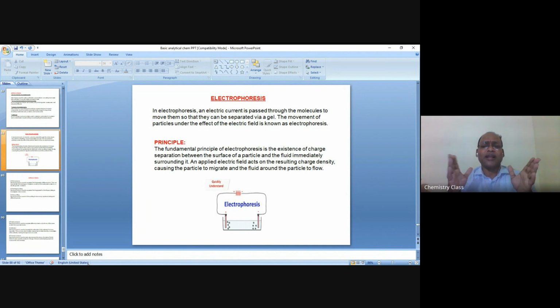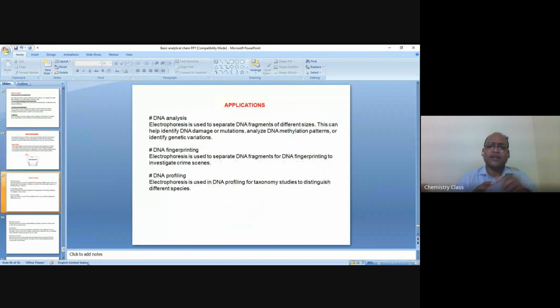I told you, in the cationic part, the cathode is there, so the positive charge will move towards the cathode, and if the anode is there, the negative charge will move towards that. So what is the application of electrophoresis? DNA analysis. Electrophoresis is used to separate DNA fragments of different sizes. This can help identify DNA damage or mutations, analyze DNA patterns, or identify genetic variations.